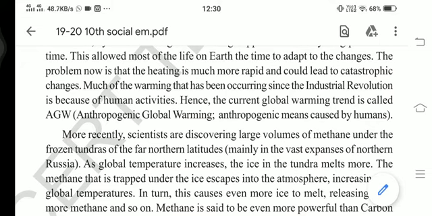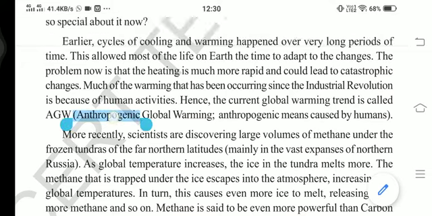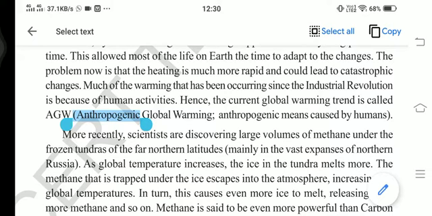So we call the present global warming anthropogenic global warming, in short AGW. Anthropogenic is a word that describes human beings. So global warming is occurring by human activities, so we call it anthropogenic global warming.